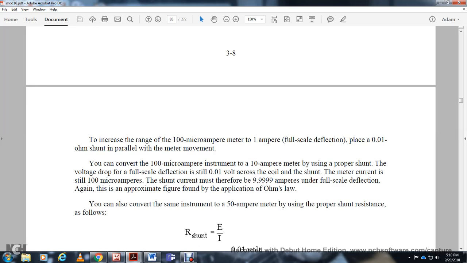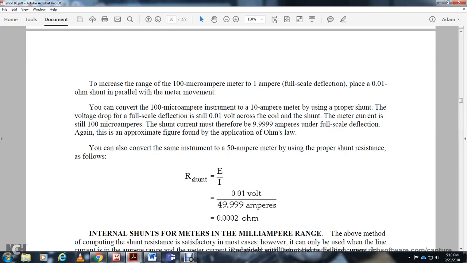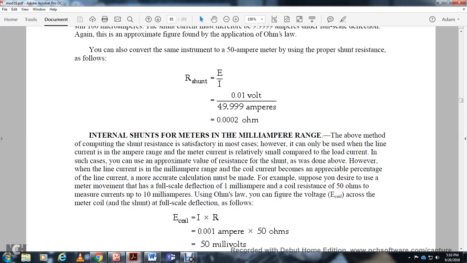Again, this is the approximate figure found with the application of Ohm's law. You can also use the same instrument in a 50 amp meter with the proper shunt resistance value. The resistance is equal to the voltage over the amps: 100 millivolts over 49.99 amps is approximately 2/10,000 of an ohm. Internal shunts are also used for meters in the milliamp range.